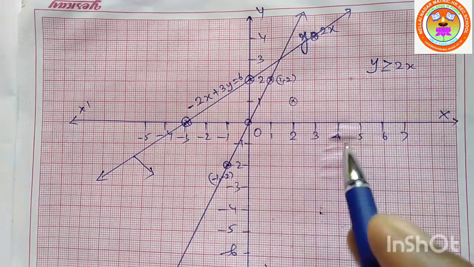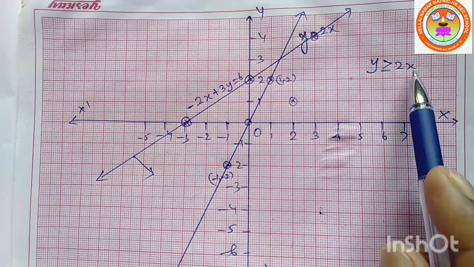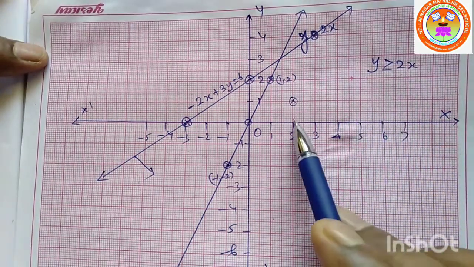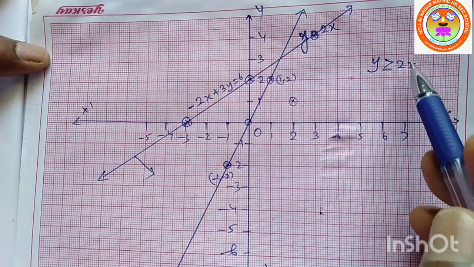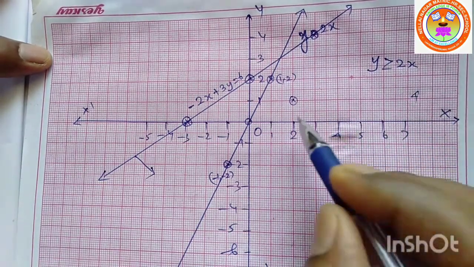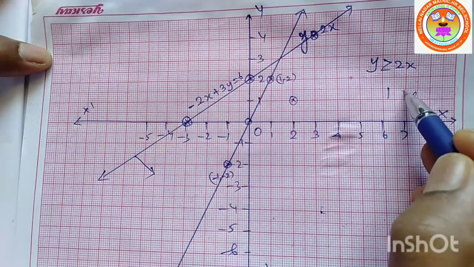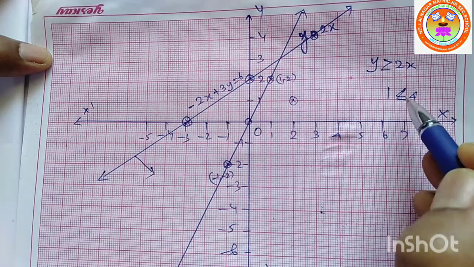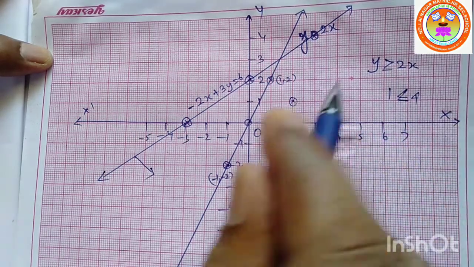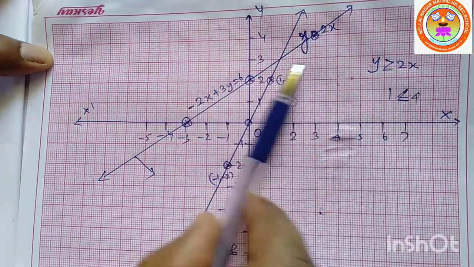Apply 2, 1, x equal to 2 and y is equal to 1. What will happen? 2 into 2, 4. Y value is 1, no. How do we compare the two values? 1 is less than 4, right? So it is not satisfying. So the right side values are not satisfying.